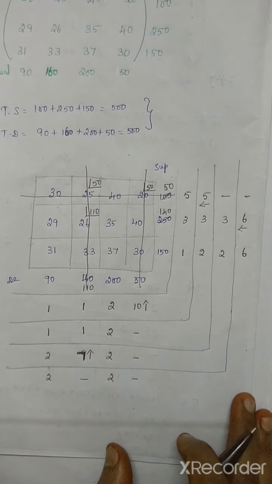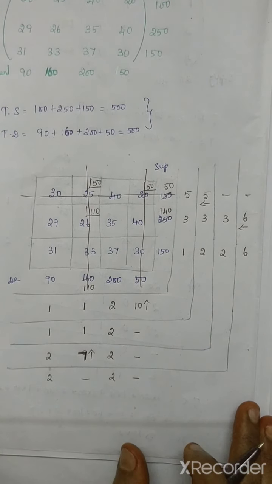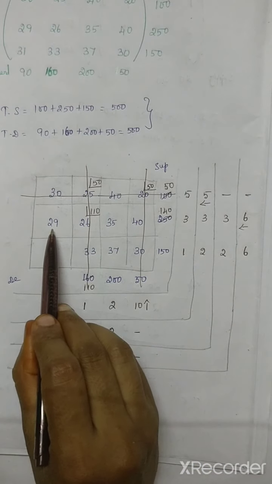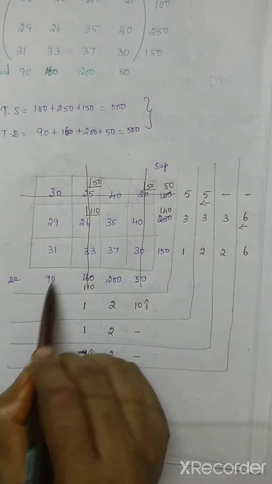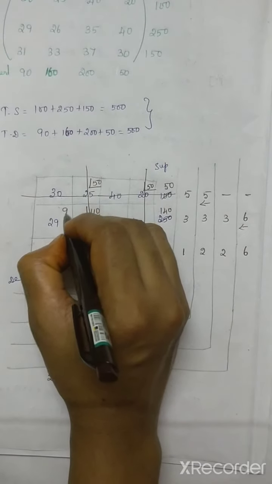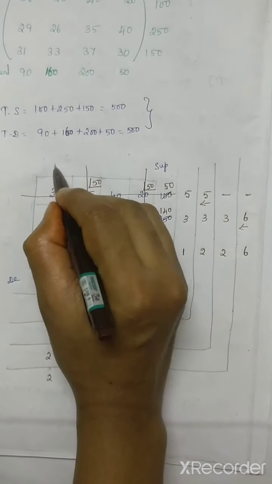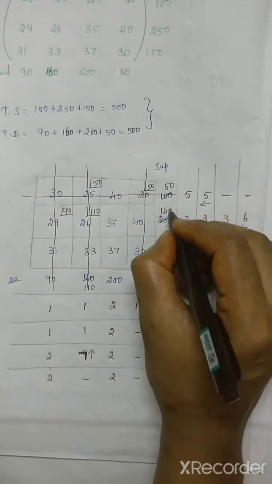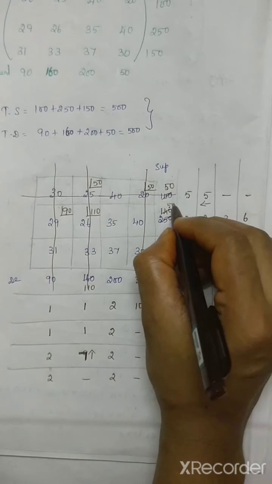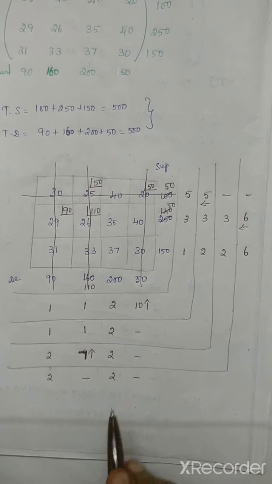For this you have to compare the demand and supply. First you have to choose the smallest value, 29. So for the 29, 90 and 140. So you have to write 90 here. So you have to cancel this column. This will be reduced to 50. So in final we have only 2 elements.